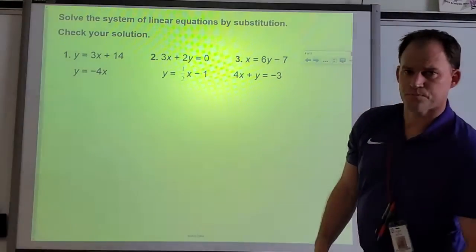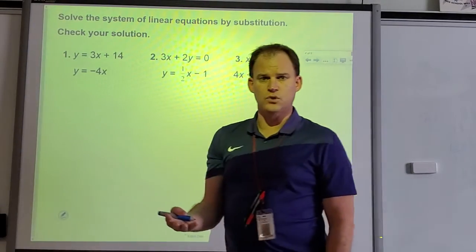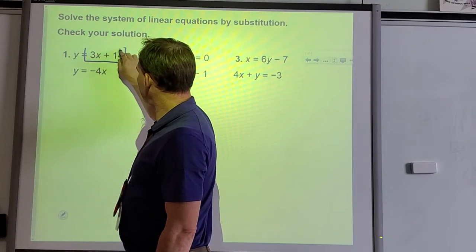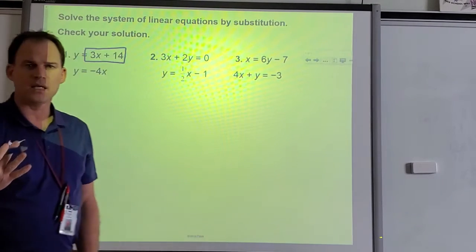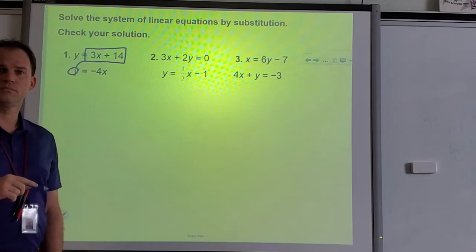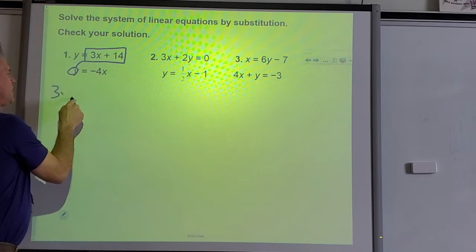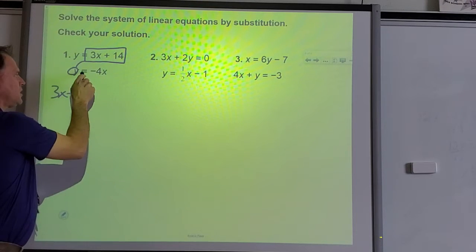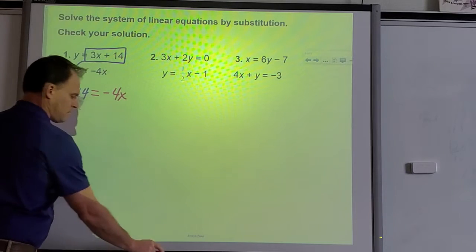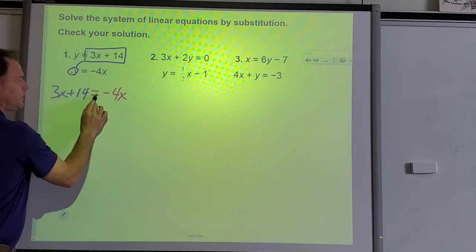Let's do it again. So, again, I have a substitution problem. Y equals this. Take what y equals and replace y in the other equation. All right? So now, it's 3x plus 14 replaces the y in the other equation. Take this, put it in here, keep everything else the same.